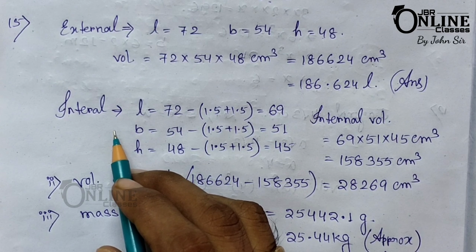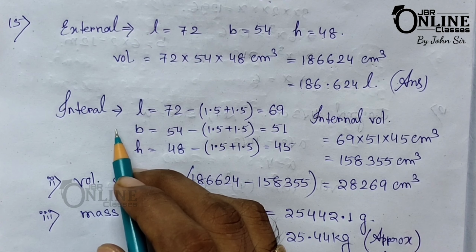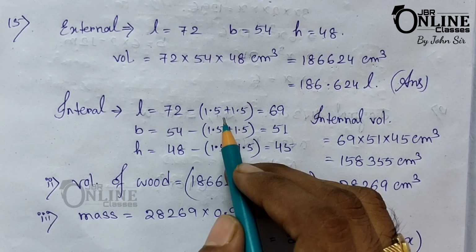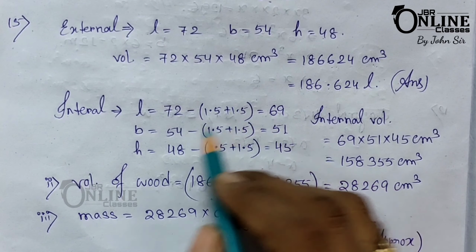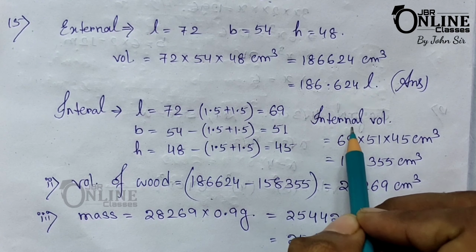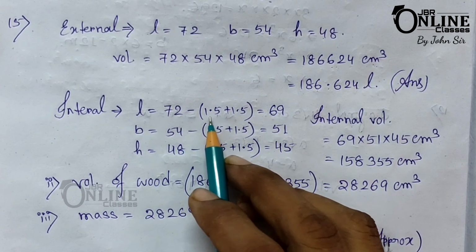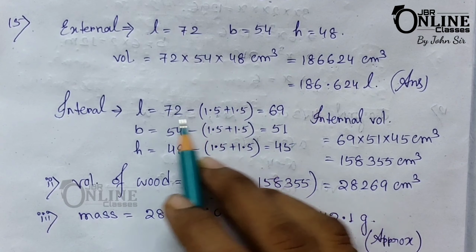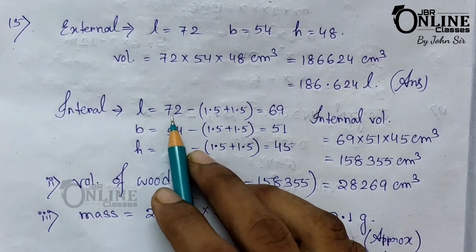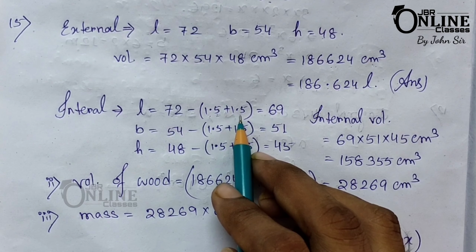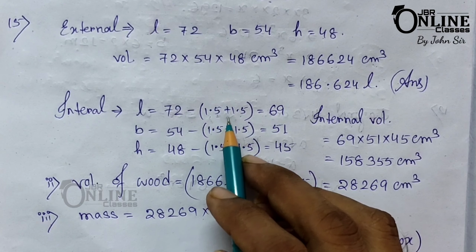Now next one, what is the volume of wood used in making the box? That means you have to find out the internal volume of the box and then subtract the internal volume from the external volume. As it's 1.5 thick, the internal length equals 72 minus 1.5 plus 1.5. Here you have to subtract 2 times.